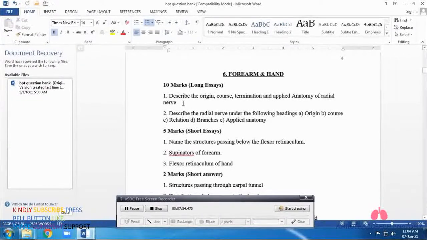In this area you can get a question on median nerve as well. They can ask you median nerve: origin, course, termination and applied anatomy. It's another nerve.